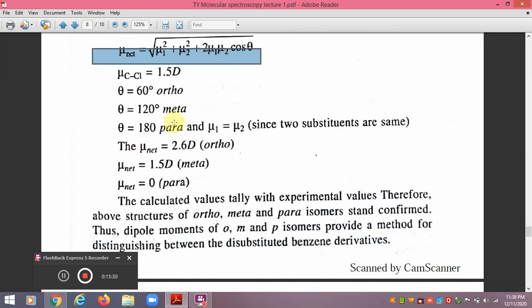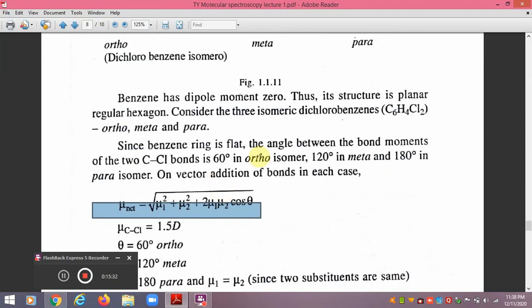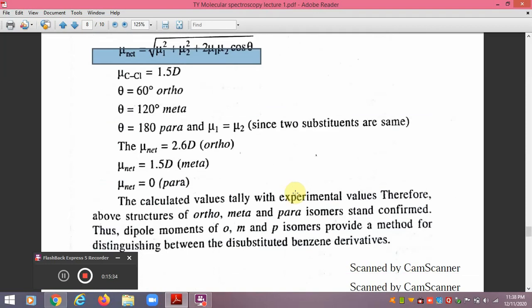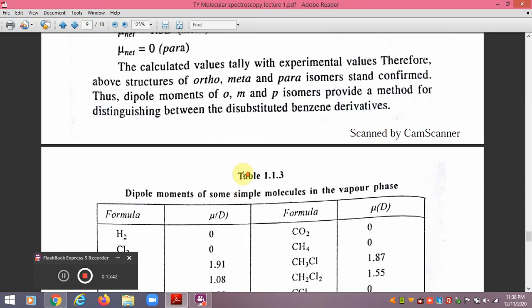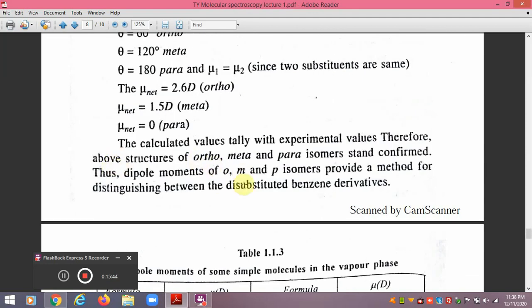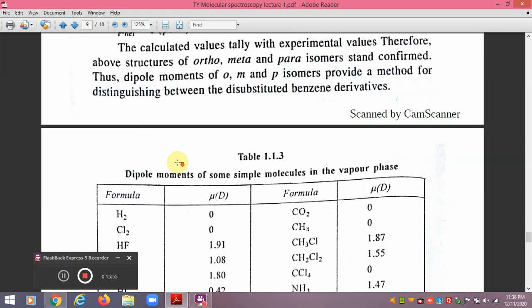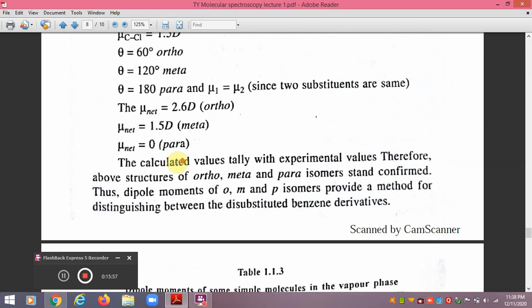If we calculate this by putting in the bond moment of each bond, the calculated value can be compared with the experimental value. It was observed that the above structures of ortho, meta and para isomers stand confirmed, and the dipole moment of the ortho, meta and para isomers provides the method for distinguishing between the different derivatives of benzene. So this is an important thing.